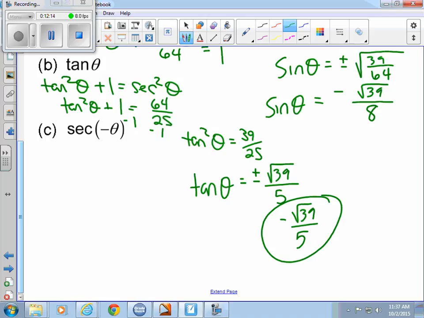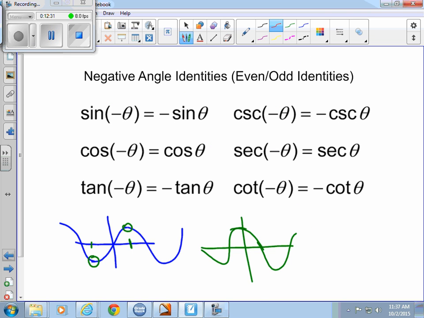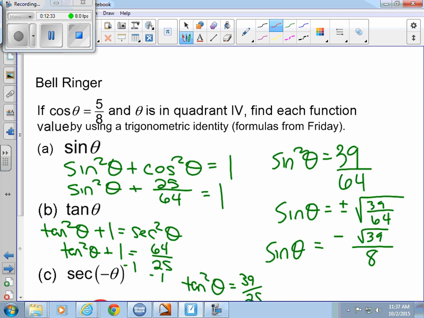Okay, secant of negative theta. Well, what does that really equal? Try again. Just secant of theta. Where am I getting this one from? This slide. And by the way, you were supposed to write those down.